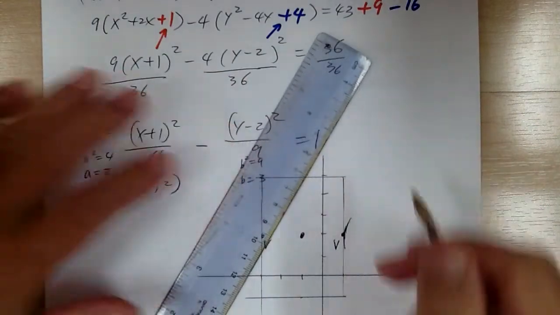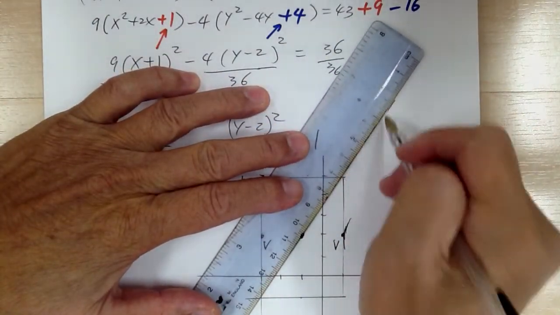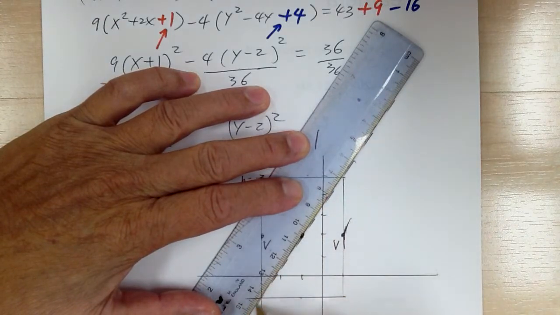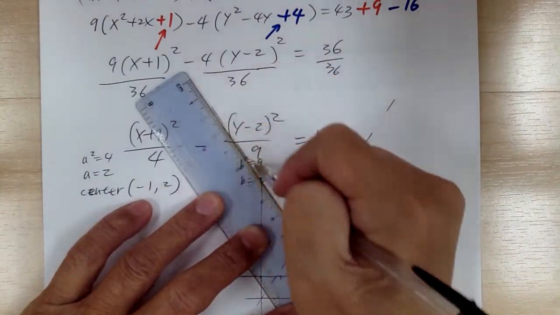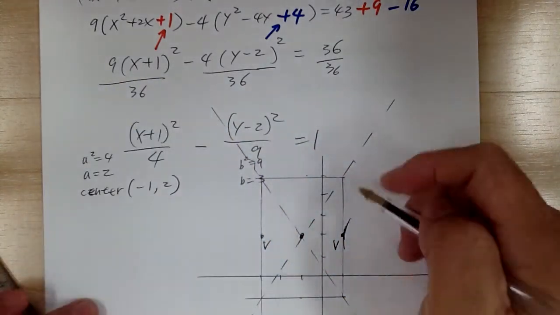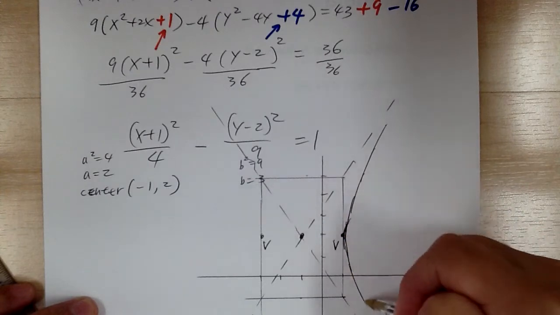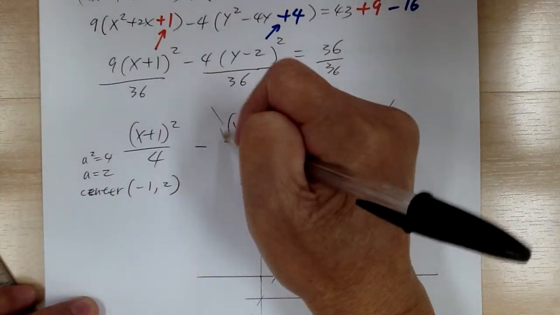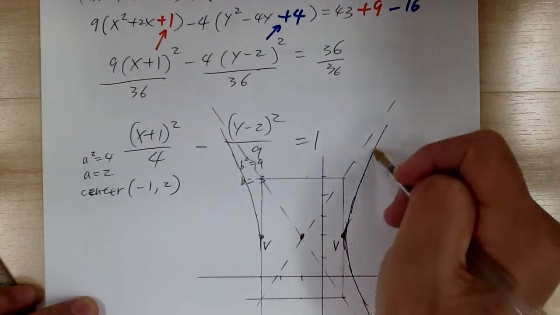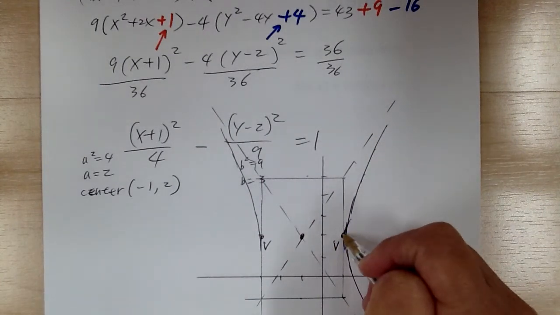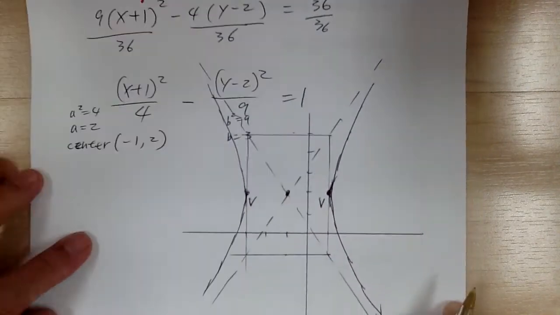Now, once you get your box, then you go and draw the diagonal dash lines. Those are your asymptotes. The asymptotes would be the boundary for your graph. So your graph would be going like this. And notice the graph will touch the box at the point V. So that is your graph.